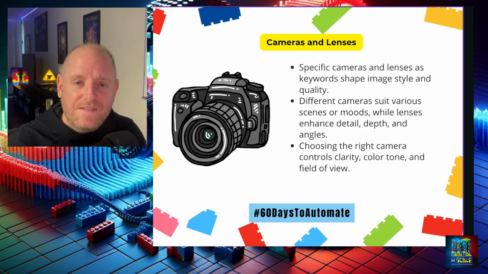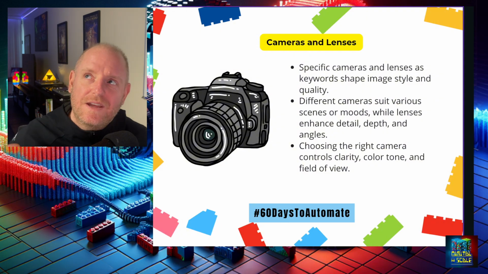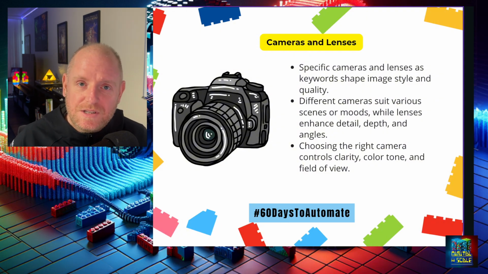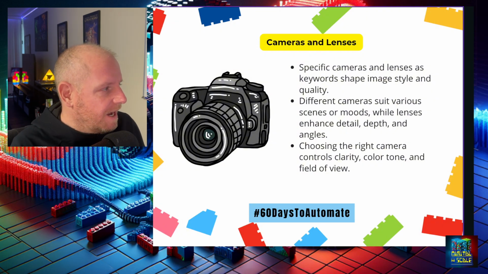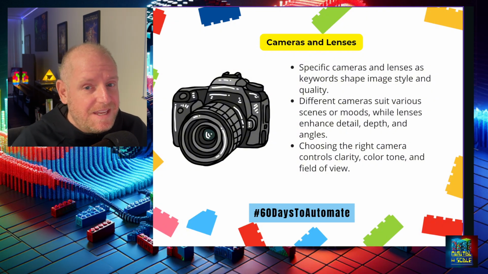So first, if you're working with photorealistic images, the first thing you want to be able to specify are the cameras and lenses. Just like with prompting with text, where everyone says always be specific, the types of cameras is something to be specific about.